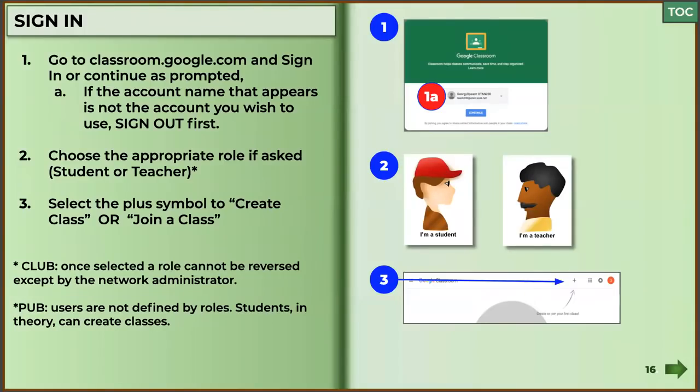So Google Classroom, here is what you will do and what a student will do. If they've never used Classroom before, they go to classroom.google.com and they'll be prompted to sign in. Now, if they use their Yahoo address, they have to sign in with that. If they're already signed into Google, they don't have to sign in again, but it might prompt them to choose the account. The next step is usually to choose a role.